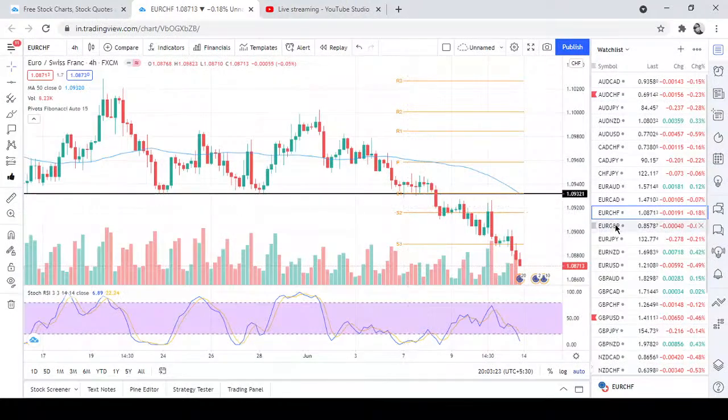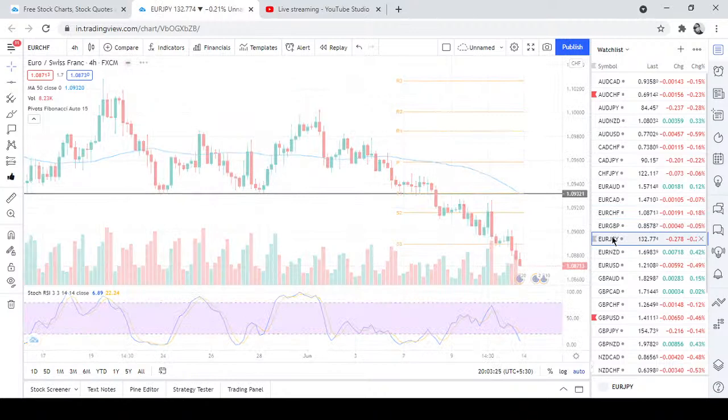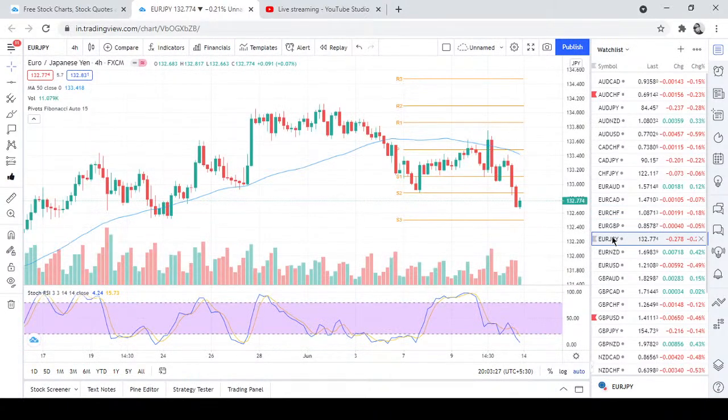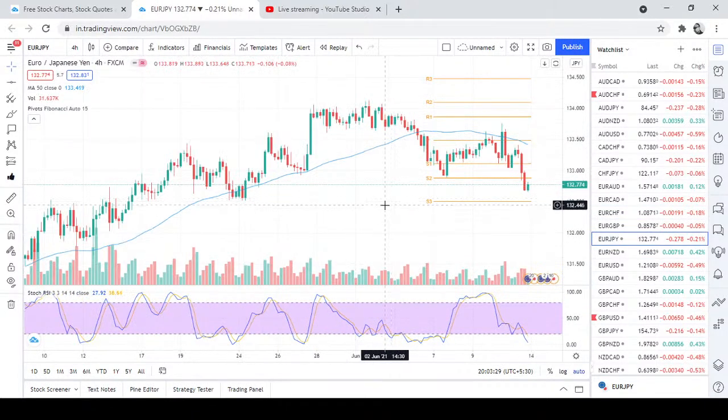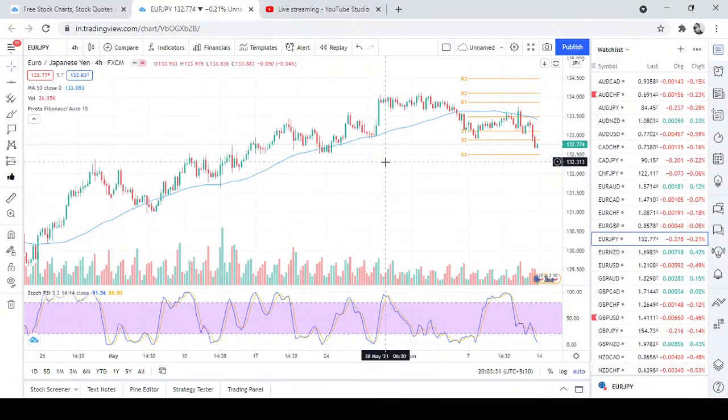Euro GBP, I have already uploaded a video. Let's switch to Euro JPY, Euro Japanese Yen. So this is the chart of Euro Japanese Yen.